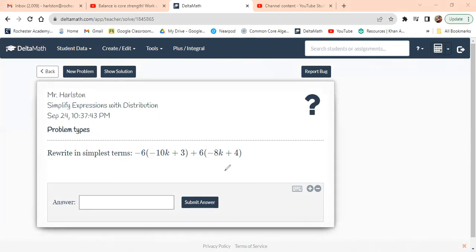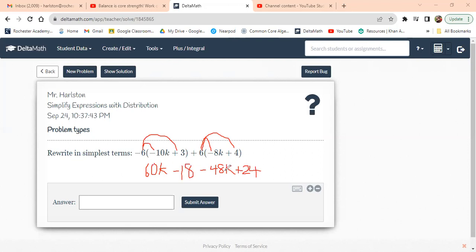So I'm going to get my pen here. So this is going to be a -6 times a -10. So that's going to be a +60k. And then we got a -6 times a +3. So that's going to be a -18. Okay, and then we're going to do the same thing. We're going to do 6 times a -8. So that's going to be a -48k. And then we got 6 times 4. That's going to be +24.